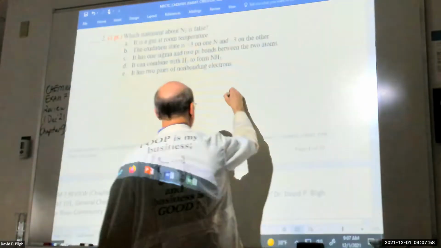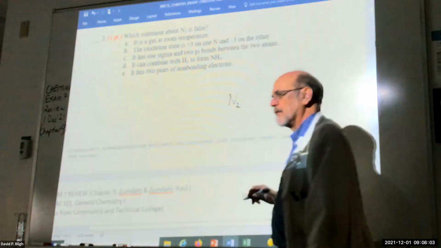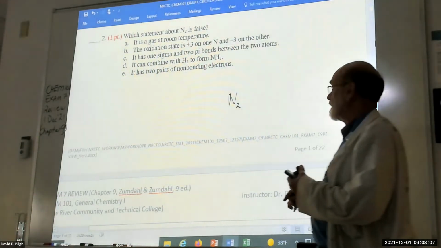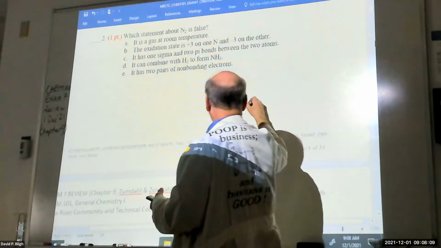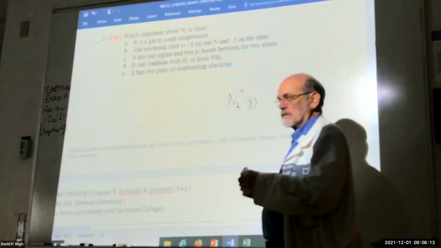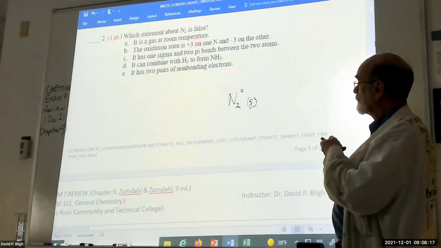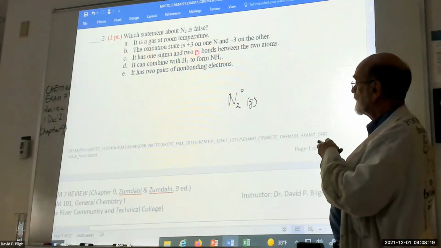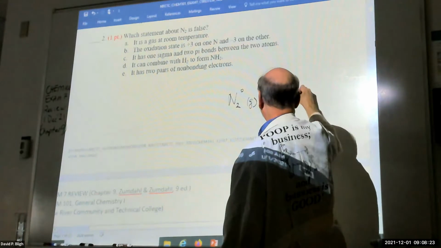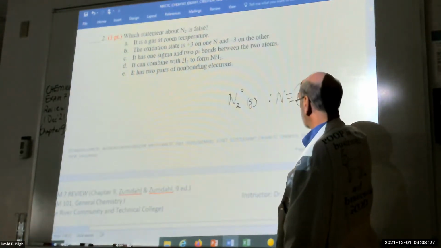Oxidation state for an element in its most stable form at 1 atmosphere pressure and room temperature. That's it. That's the gas. When it's like that, the oxidation state's 0. So we know that one's false. B is false. That was true. 1 sigma and 2 pi's. Well, we've drawn it enough. Like that. So 1 sigma is this one, and these are the 2 pi's.